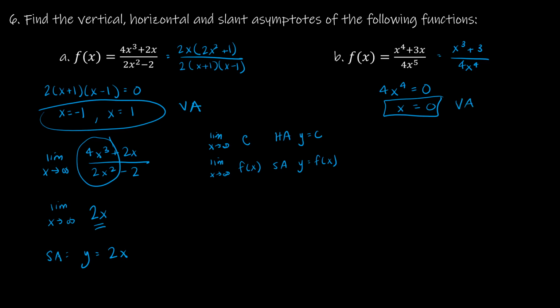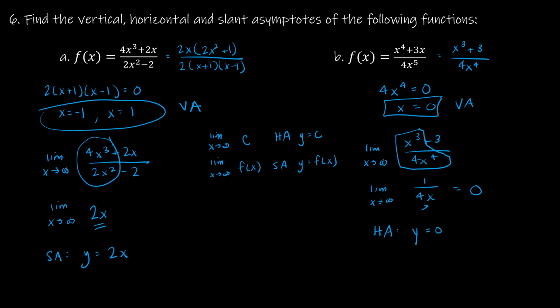And then to find my horizontal asymptote, I'm going to find the limit as x approaches infinity of x cubed plus 3 over 4x to the fourth. Again, I'm looking at those terms that would make the most difference. And that would leave me with the limit as x approaches infinity of 1 over 4x. If I think about making x bigger and bigger, it's going to be 1 divided by a bigger number, which gives me 0, which means my horizontal asymptote is y equals 0.